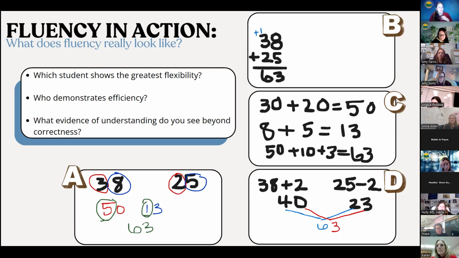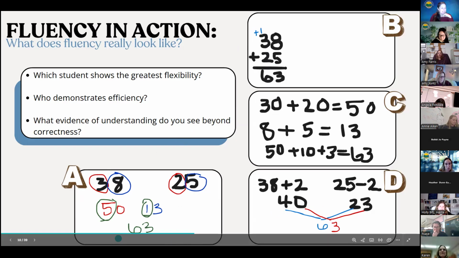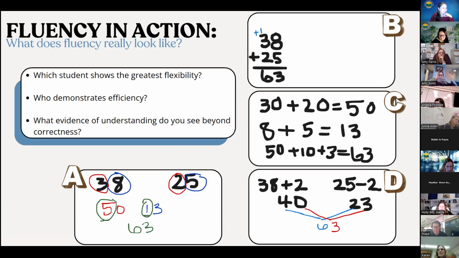Yeah, most answers are saying B. I'm assuming it's because they only had to write one thing, right? They wrote a little +1 for that tens placeholder as they were adding. D could be done mentally really easily. Yeah, great comment there, Angela. Standard algorithms are usually standard for their efficiency, but not necessarily the ability to really know how it's happening.